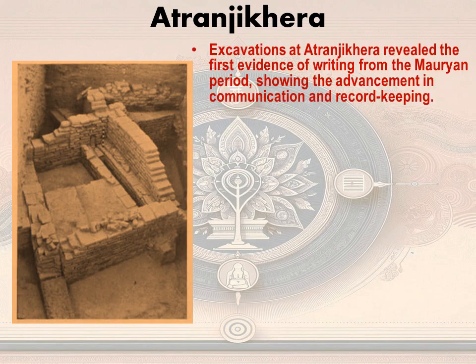Atranjikhera, this is another important site which revealed the first evidence of writing from the Mauryan period, showing an advancement in communication and record keeping. So, Atranjikhera is very significant because it is from this site that we get the first evidence of writing, and that shows that there was a proper method of communication, and also the record keeping feature of the Mauryan period is projected through this writing.